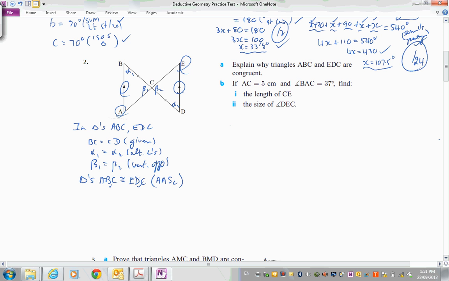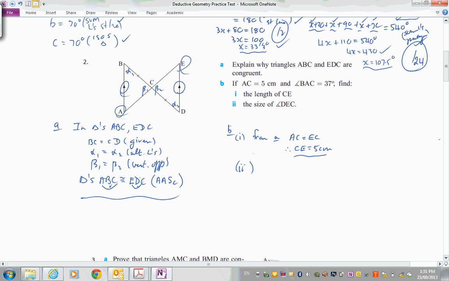Now, that's part A. Part B, I'll put part A over here. Part B, if AC equals 5 and BAC equals 37, find the length of CE. Well, if you go back from part A, let's have a look. AC equals EC. Therefore, CE equals 5 centimetres, getting matchups. You must refer back here to make sure you've got the correct matchups.